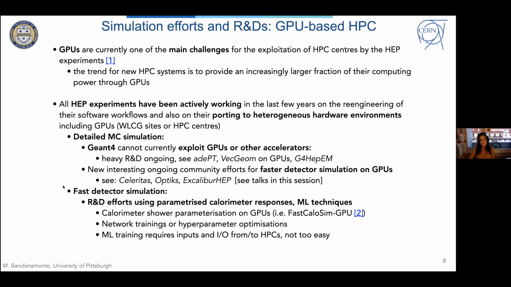For what concerns fast detector simulation, there is also R&D ongoing within the experiments. For example, to try to port fast simulation like parameterized calorimeter responses to GPUs, with, for example, the FastCaloSim GPU project, or also, of course, profiting from GPUs for machine learning, for example, to do network training or hyperparameter optimization. But that, of course, is only a small fraction of what would be desirable to have available.